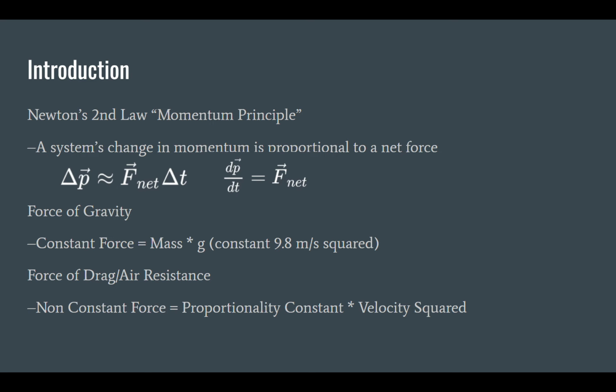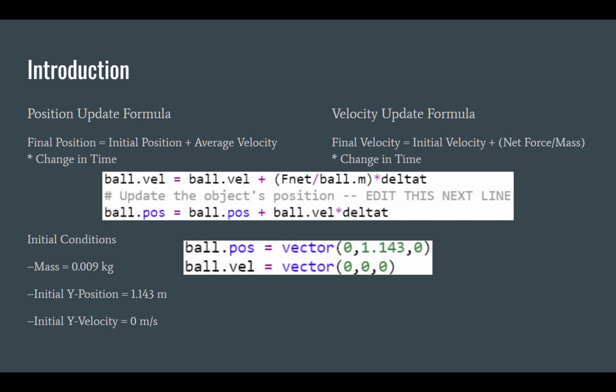But we're also going to be looking at the drag force, which is caused by air resistance, which is a non-constant force, some proportionality constant times the velocity squared. We're also going to be using, once again, the position update and the velocity update formula, which is shown here in the code and here in the equation.